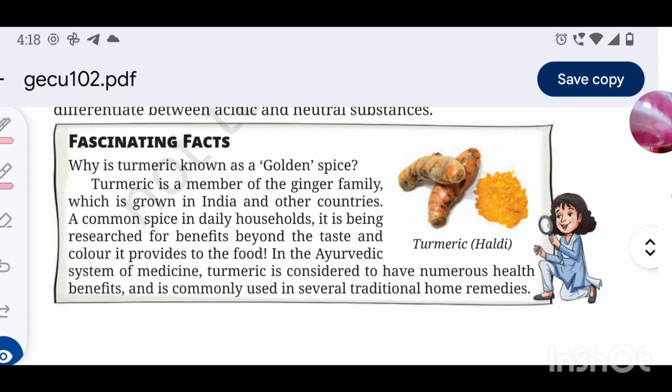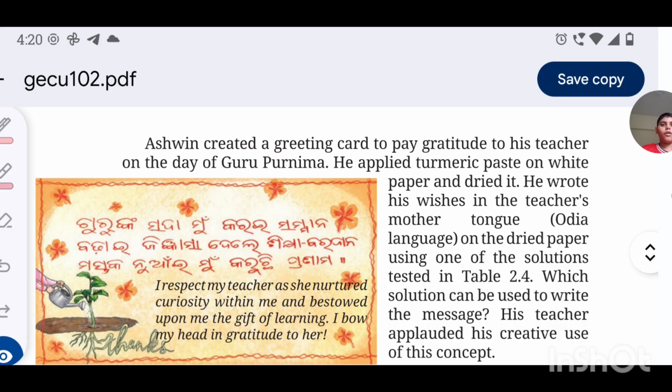Okay, so first see the color change in basic substances. Can you see it properly? See. Okay. Now it is again turning. You can see the bottom part. Okay. It is again becoming. Right. So now we have seen the activity.